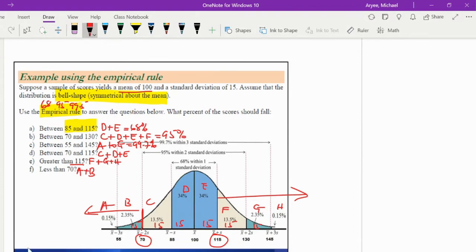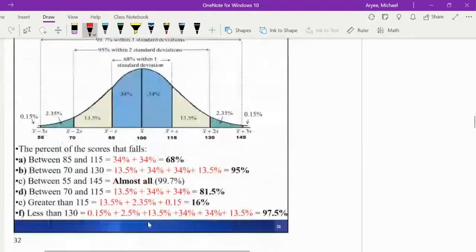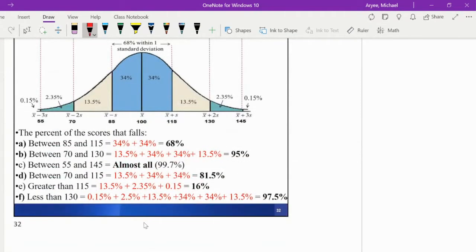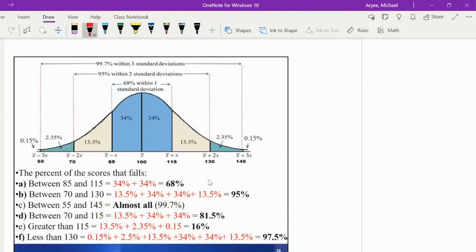So all you're doing is basically to add the percentages. And that's what I've actually shown on the slide here. So that is how to do problems that relate to empirical rule.